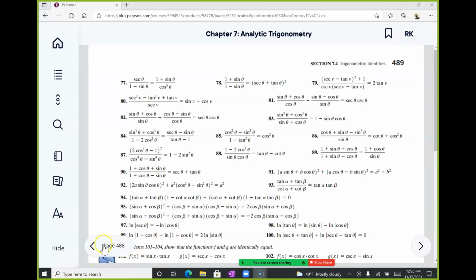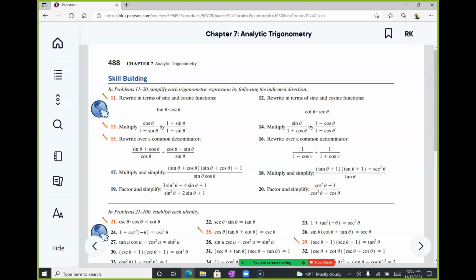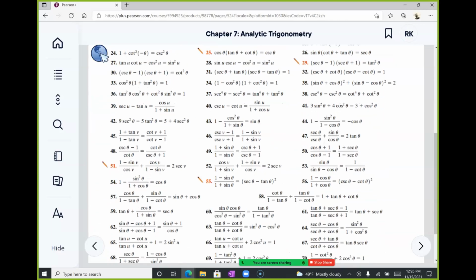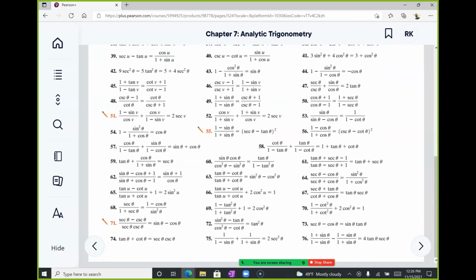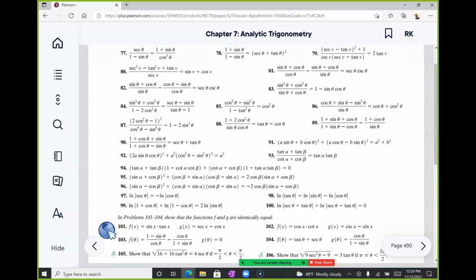So this is, I'm in section 7.4, and these are proving trig identities. The book says establishing an identity means the same thing. The process is the same. So in 7.4, I like numbers 45 to 76 on this page. So if you need to, you can stop the video and take a photo of this. And on the next page, I like up to probably number 90, 93 or so.